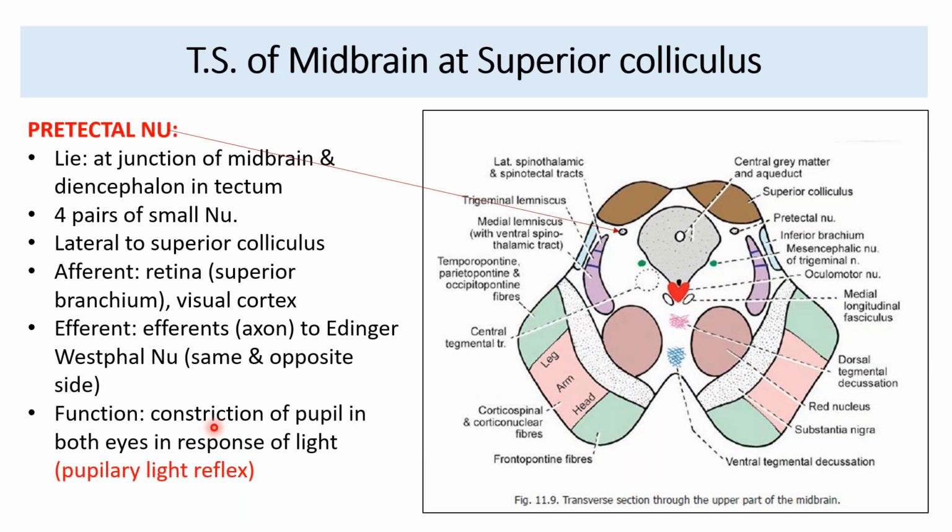The transverse section at superior colliculus will also show a nucleus, which is the pretectal nucleus. Pre means before the tectum, so it lies at the junction of midbrain and diencephalon in the area of the tectum, just in front of it. So there are 4 pairs of small nuclei, the pretectal nuclei, and they are lateral to the superior colliculus. Their afferents come from the retina and visual cortex, and efferents go to the Edinger-Westphal nucleus. Function is in the constriction of pupil in both eyes in response to light, that is the pupillary light reflex.